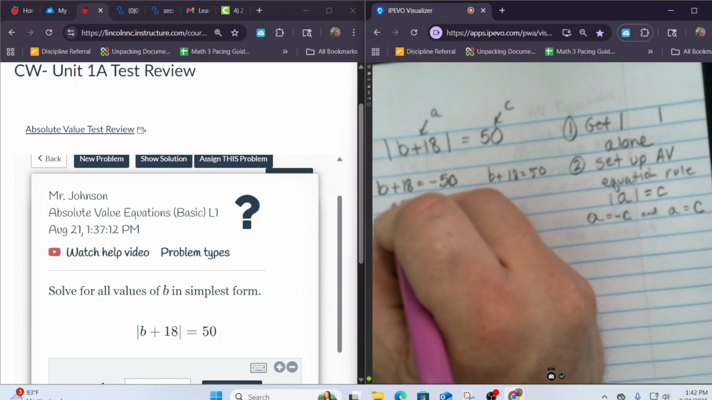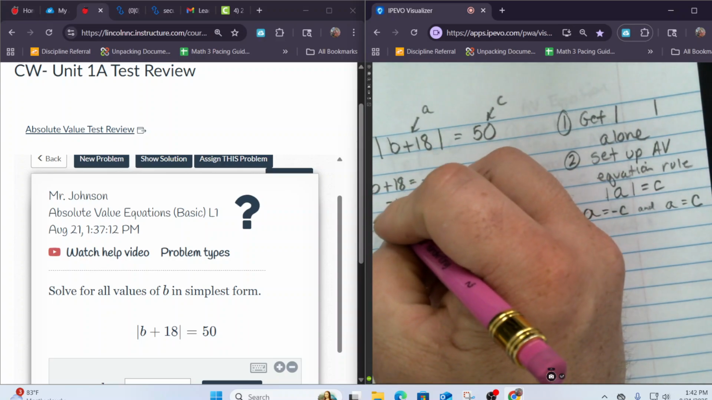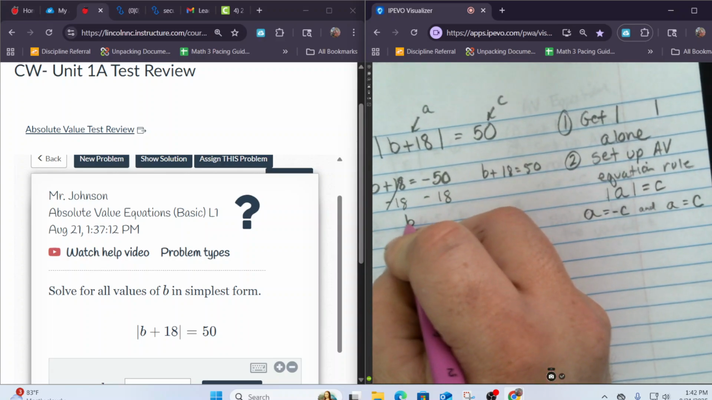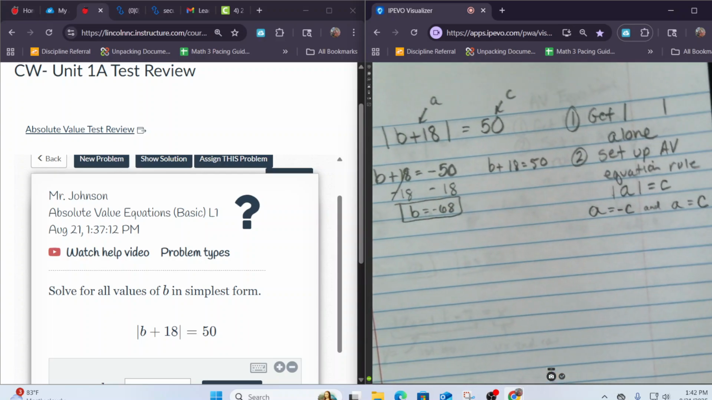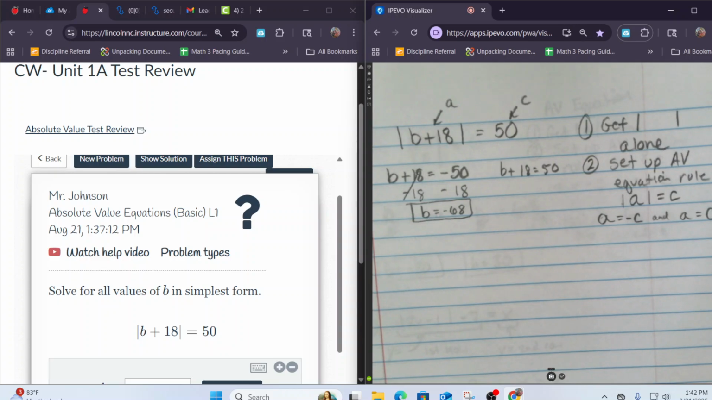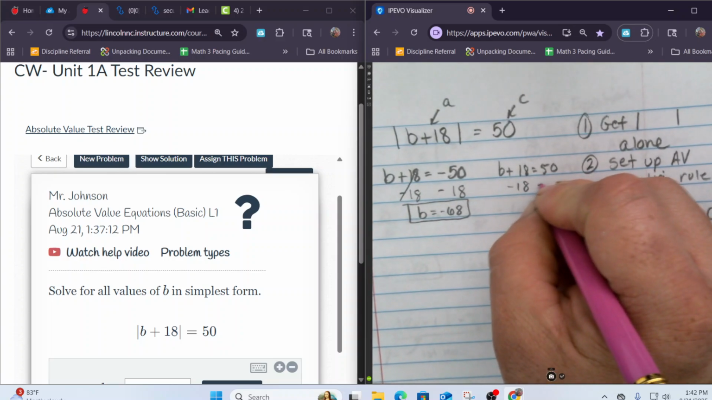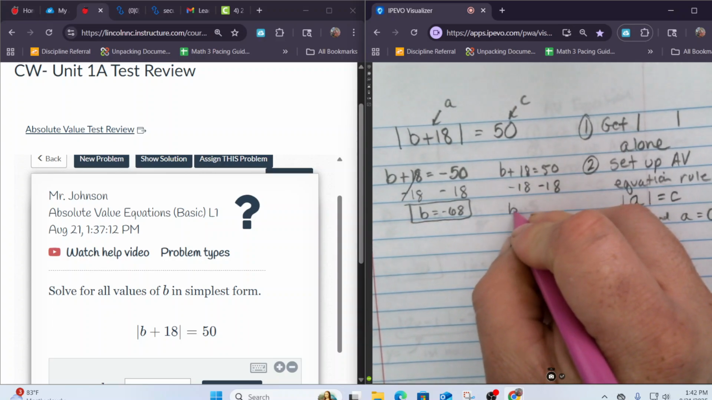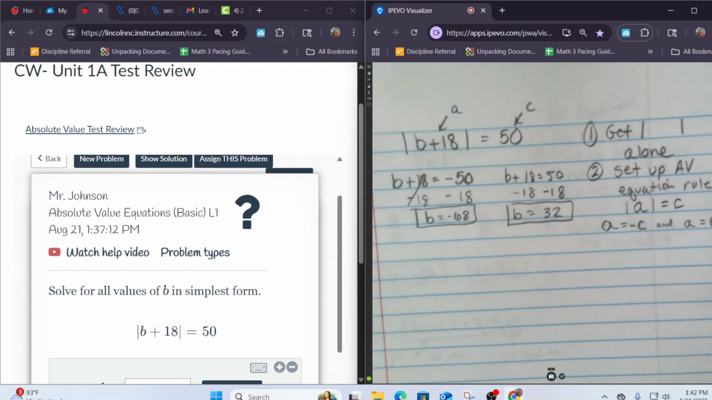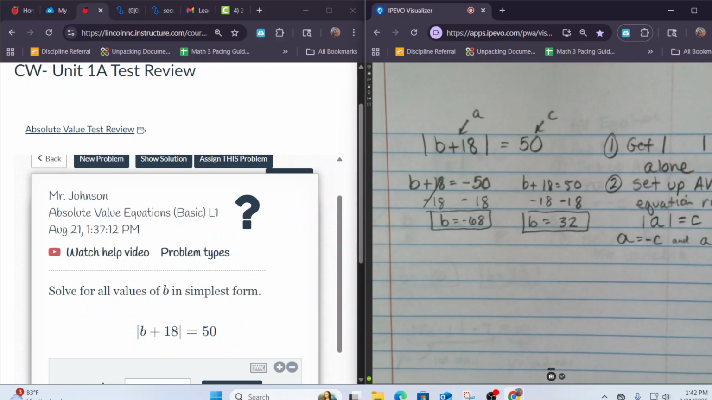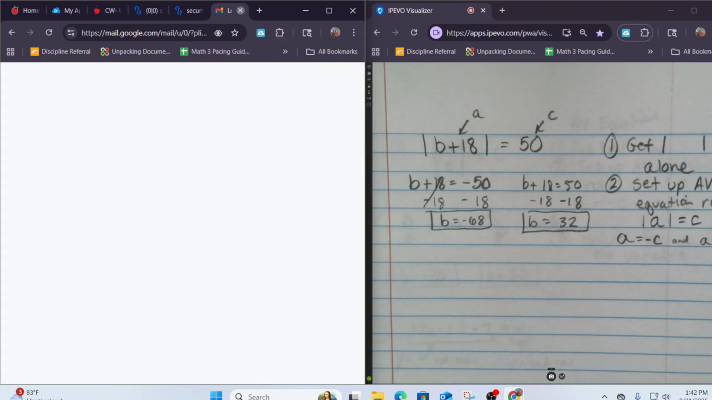Well, the only thing I got to do here is get B by itself. So I subtract 18. So there's one answer. Subtract 18. Now, if I'm doing this, I'm definitely going to check it.